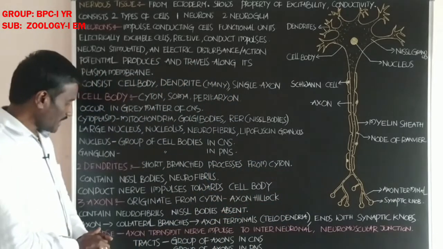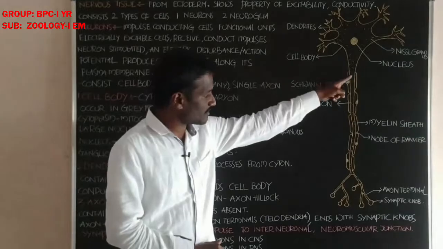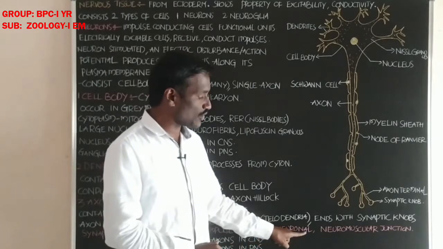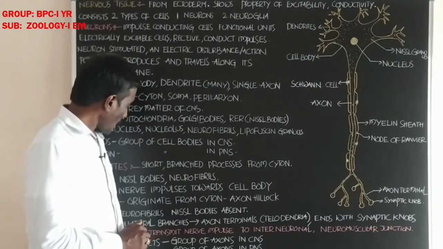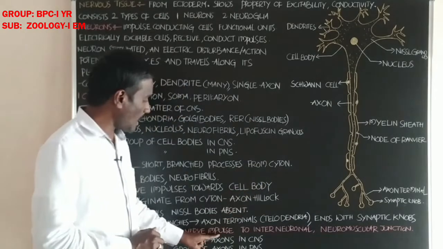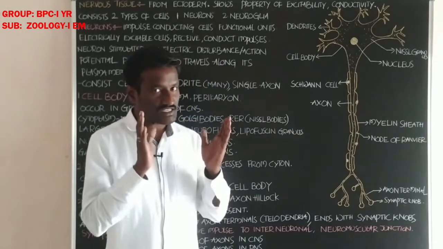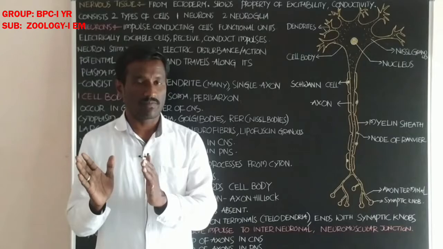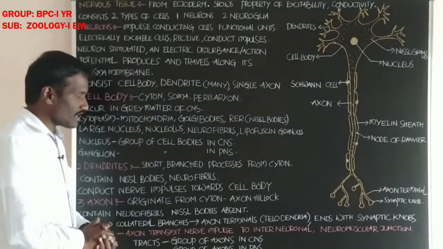Okay, student, what about the synapse? The axon transmits the nerve impulse or action potential to the interneuronal space, meaning the space between two neurons, or to the neuromuscular junction, the junction between a neuron and a muscle fiber. That is called the synapse.